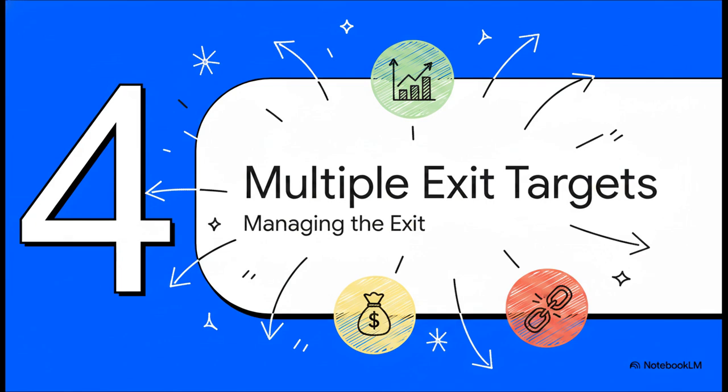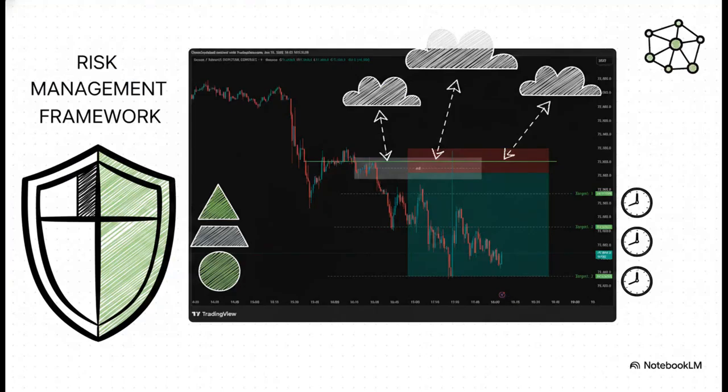Section 4, structuring multiple exit targets. Because hey, the strategy absolutely doesn't end just because you're in the green. So, once a venture actually becomes profitable, how do you manage the exit without leaving money on the table? Well, this Bitcoin chart brilliantly illustrates the solution. Instead of relying on just one massive green target box, we've got a multi-tiered exit strategy. Notice how we have Target 1, Target 2, and Target 3 distinctly mapped out.